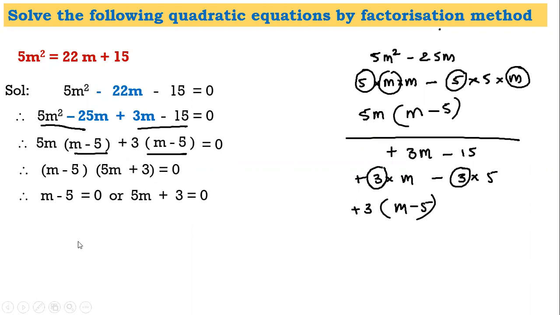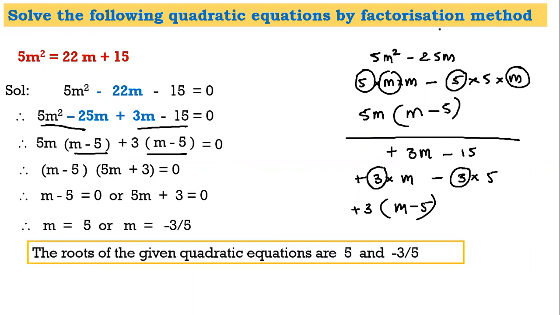Minus 5 shifts this side, it becomes plus 5. And plus 3 shifts this side, minus 3. And 5 gets divided, so minus 3 upon 5. So then the final answer, the roots of the given quadratic equation are 5 and minus 3 upon 5. And put it in a beautiful box. I hope this is clear.